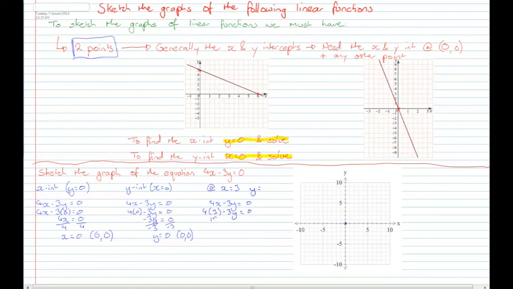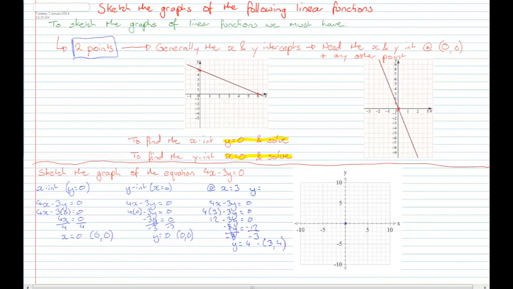4 times 3 is 12, minus 3y is equal to 0. Subtract 12 from both sides, negative 3y is equal to negative 12. Divide both sides by negative 3. Cancels out here, you get y is equal to 4. So therefore, when x is equal to 3, y coordinate is 4.